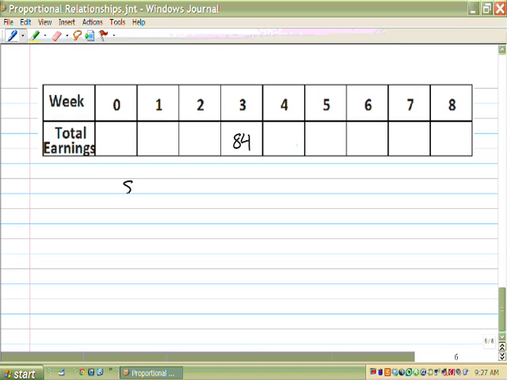If I took $84 in 3 weeks, and I divided 84 by 3, I would find out how much I make in 1 week. $28 in 1 week. And then hopefully you realize that that is my K value. In other words, I took times 28 to get this. Once you have that, you could solve the rest of this table.